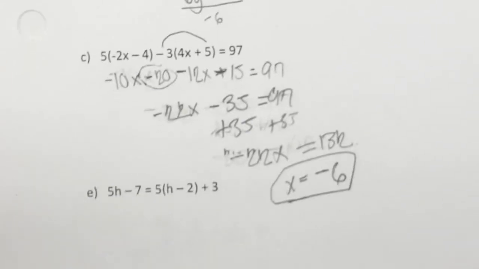I saw a lot of the same mistakes being made. So let's talk about it. Negative 6 is correct, but let's discuss why. Did anybody get a decimal for this one? I know a few of you did. It's okay, you don't have to raise your hand.